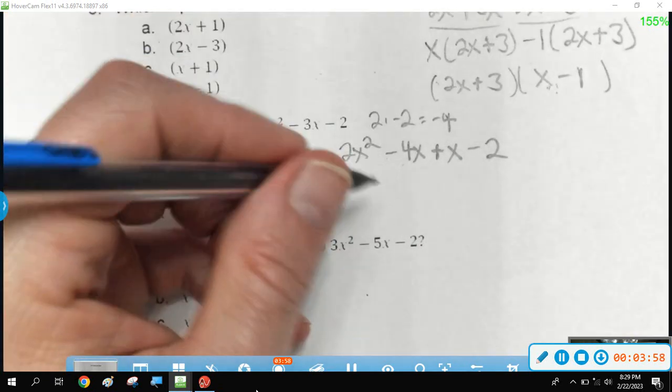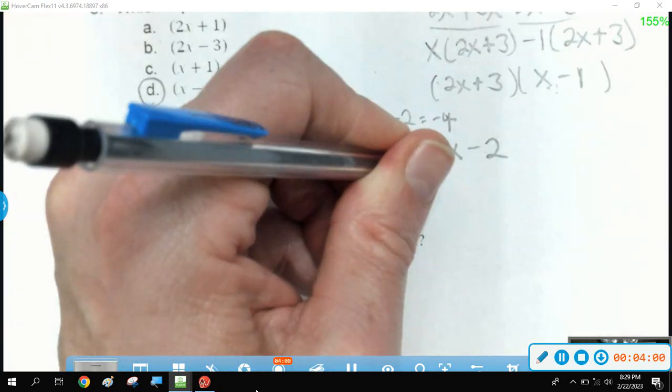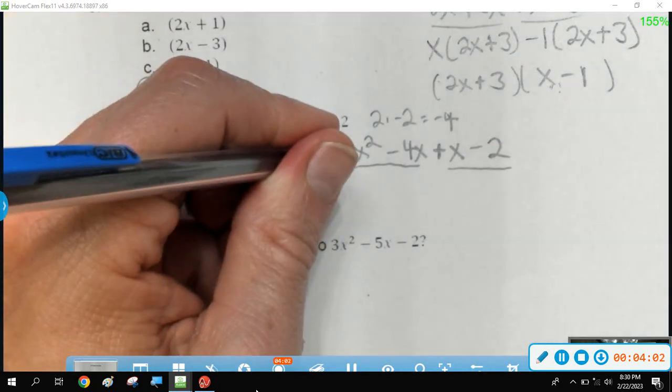Now, what's the purpose of that? I'm going to group these two together. I'm going to group these two together. I'm going to pull a 2x out of here.